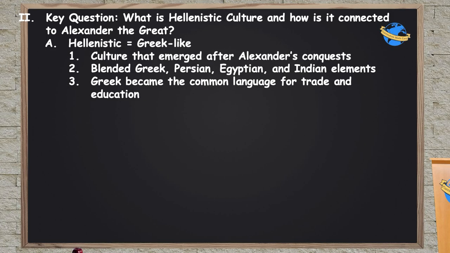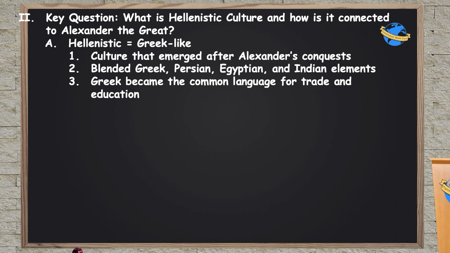So Hellenistic just basically means Greek-like. It comes from a myth about the origin of the Greek people. We're not really going to get into that, but that's what Hellenistic means, Greek-like. Really, it's a culture that emerged after Alexander's conquest. After all these areas are put together in a single empire, you've got Greek, Persian, Egyptian, and Indian cultures all starting to blend together. They're trading with each other, talking to each other, and so you see the blending of these four cultures together, and that's what we call Hellenistic culture.